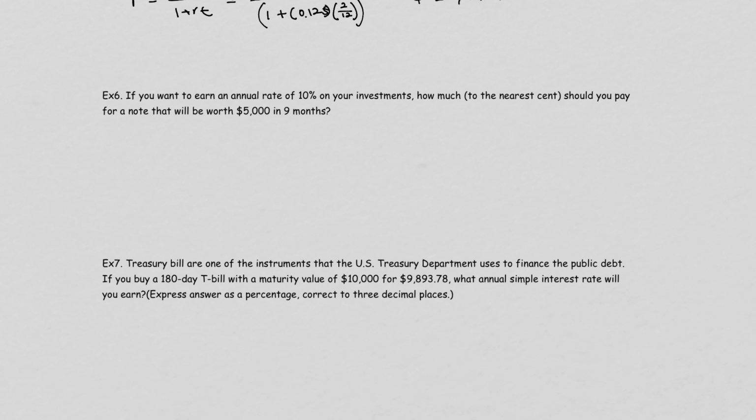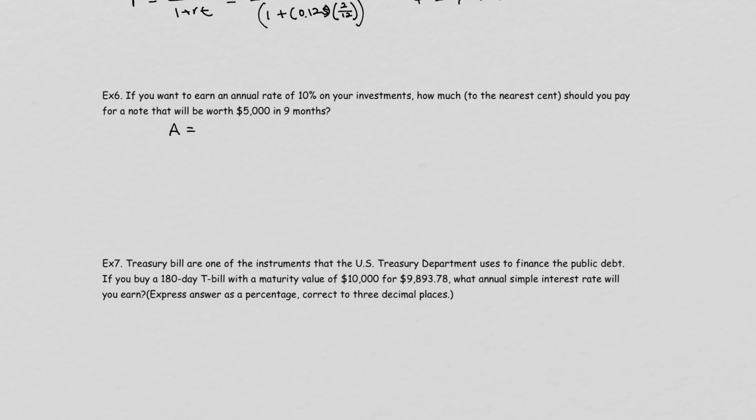Number 6 is easier than the other two problems. This is just asking what your principal will be. If you want to earn an annual rate of 10% on your investments, how much should you pay for the notes that will be worth $5,000 in 9 months? So $5,000 in 9 months means that $5,000 is going to be the total amount.